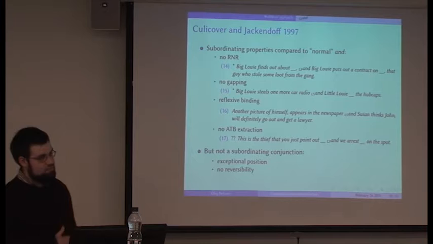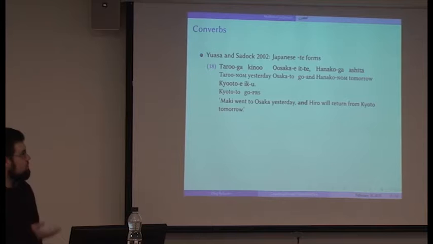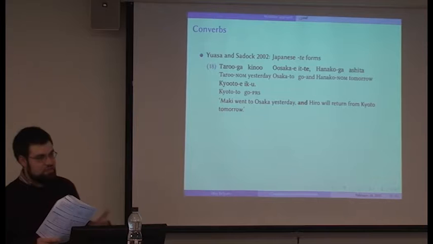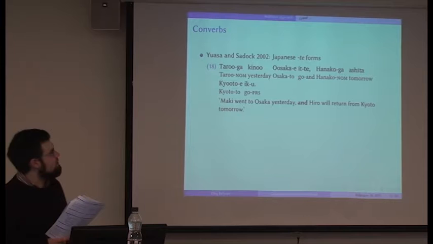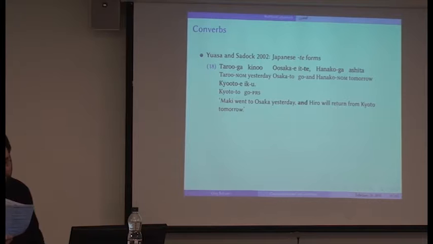Now, Yuasa and Sadock have a separate kind of construction, and one of the examples of the constructions they look at is a Japanese test of subordination or coordination, that's clause chaining. So, Maki went to Osaka yesterday, and Hiro will return from Kyoto tomorrow. And in this sentence, the first clause is headed by a converbal form itte, and the main clause is headed by a finite form in u-iku.